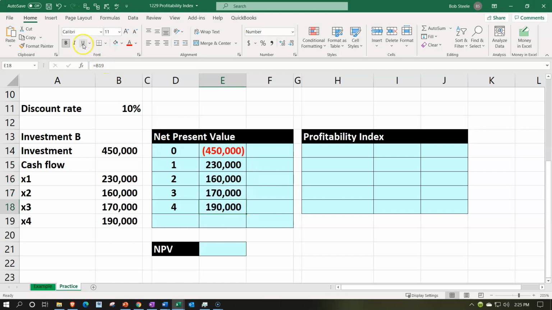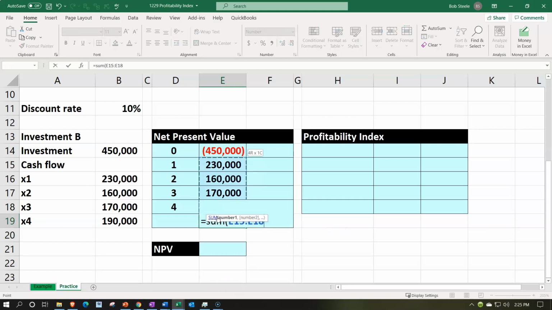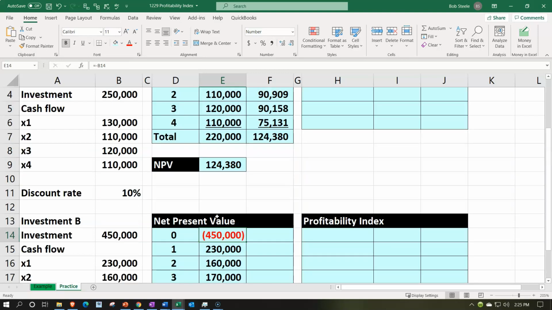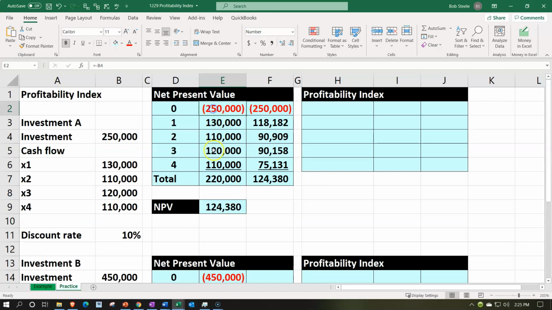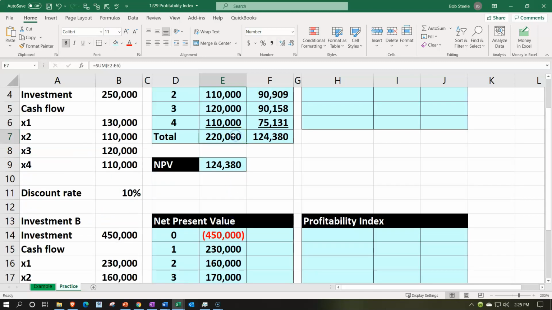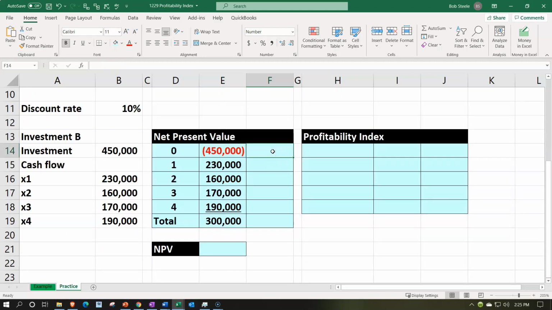If I was going to sum that up and total that up, we're looking at 300,000 profit, not taking into consideration time value of money. So, it might be worth it to put that 450,000 down, but I don't know. That's a lot of money. This other project, I only got to put down 250,000 down. But I make more money in total. What if I time value it with the 10% discount rate?